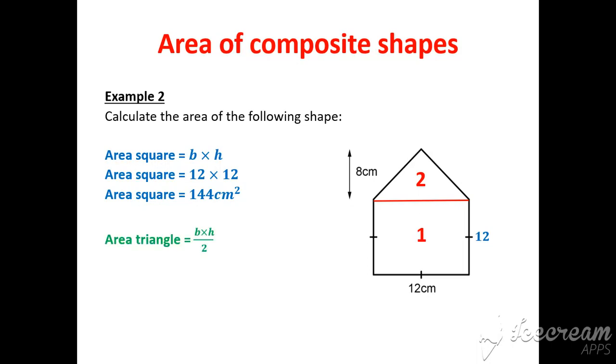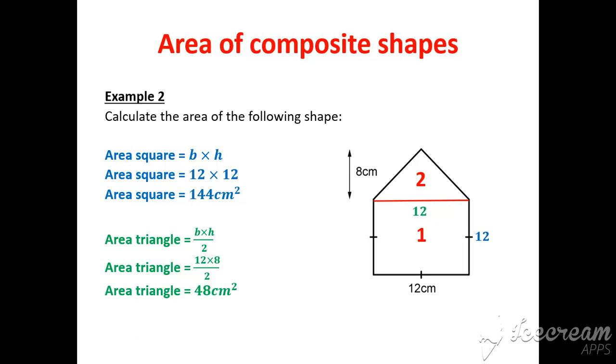Right, what about the triangle? We've got a base. What's the base? The base is 12 as well, because that's the same distance across as the base. So the base is 12 and the height is 8. So 12 times 8 divided by 2. Remember to divide by 2 for triangles. You go base times height, divide by 2. So I need to go 12 times 8, divide by 2. That gives me 48 centimeters squared.